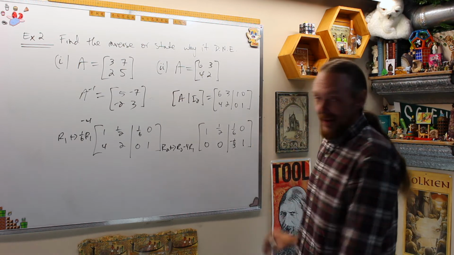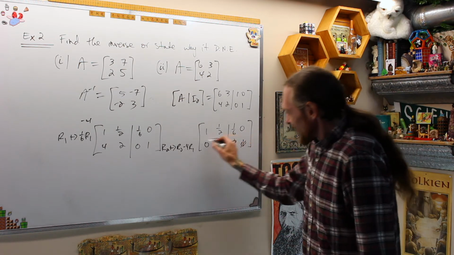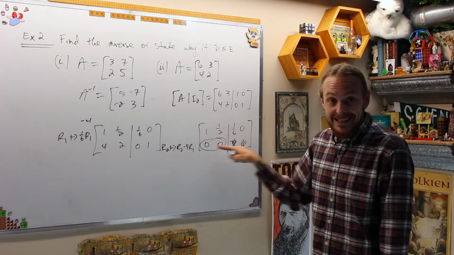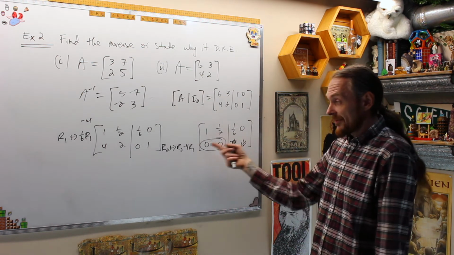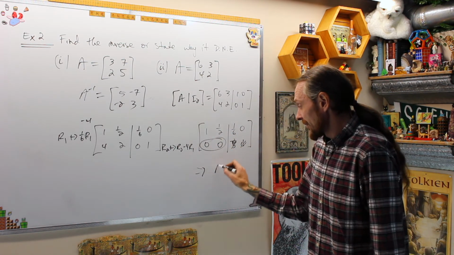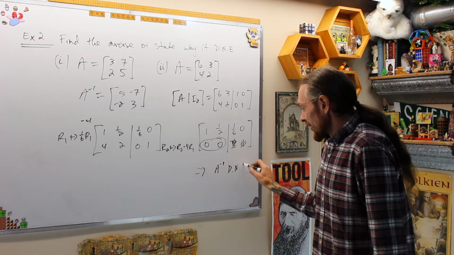But why did it not matter? As soon as I get a 0 on the left-hand side, I know that 0 is not this. I can't ever get the identity matrix, the 2 by 2 identity matrix, from this scenario now because I have a row of zeros here. So what that immediately says is A inverse does not exist.